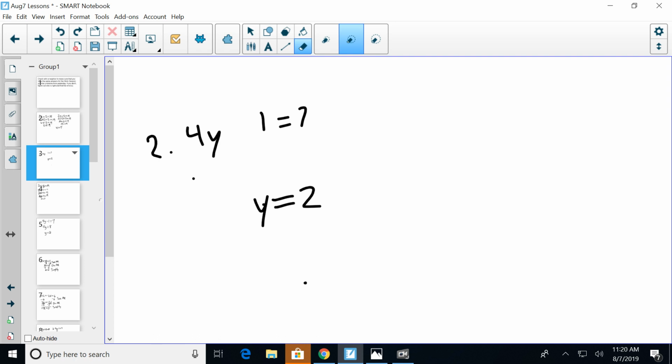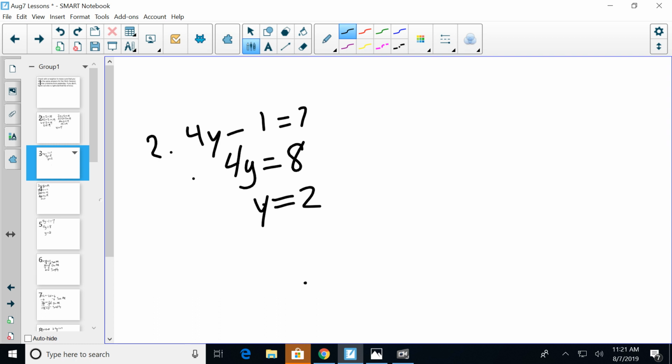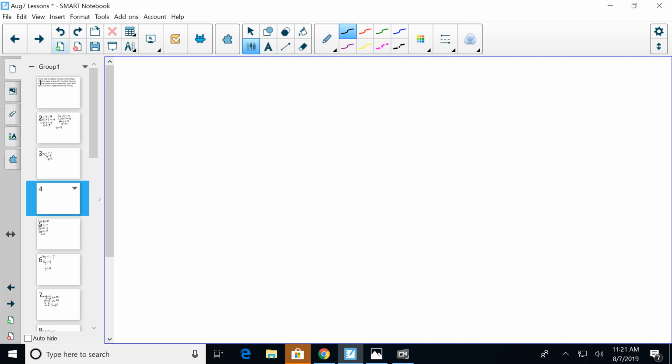All right. So we took one away. We took one away, so that means we had to put it back. So what should the second statement be in number 2? 4y equals 8. And then we decide how many groups of 4 can we have that will give us 8. And that answer is 2. That is working backwards. Okay? All right, number 3.